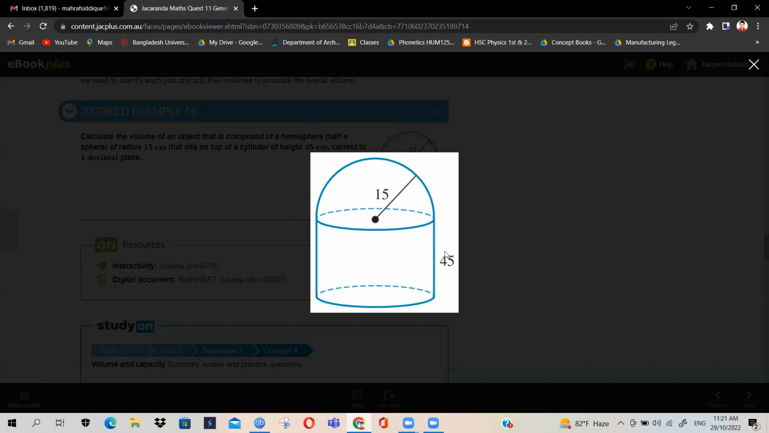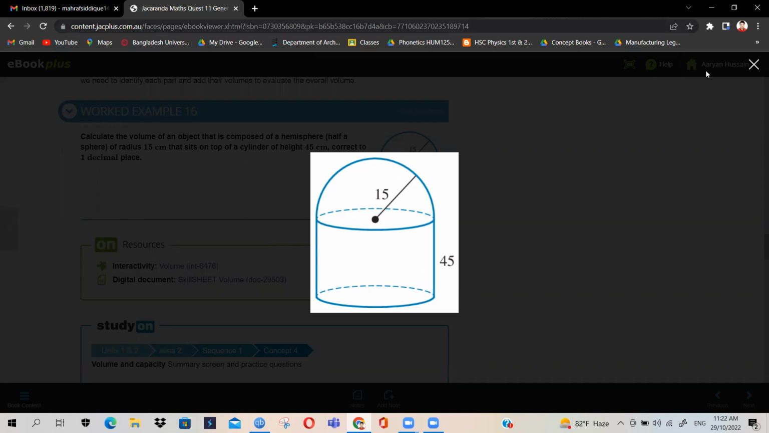And in the case of this cylinder, the cylinder's height is known, as you can understand. Now tell me, what is the radius of the cylinder? The radius is 15. Why is it 15? Because the radius in a sphere is the same length everywhere.